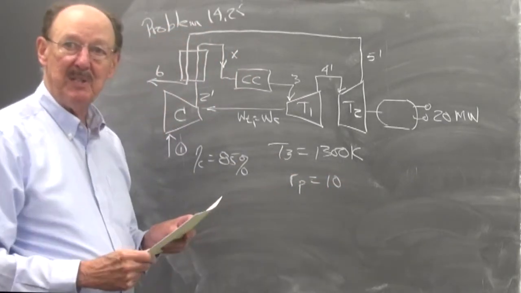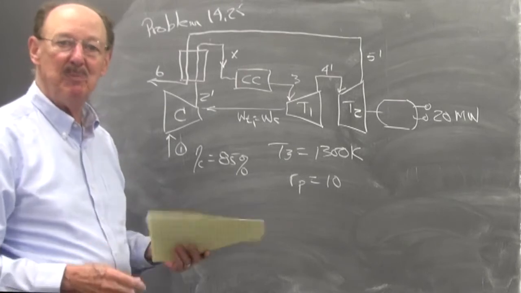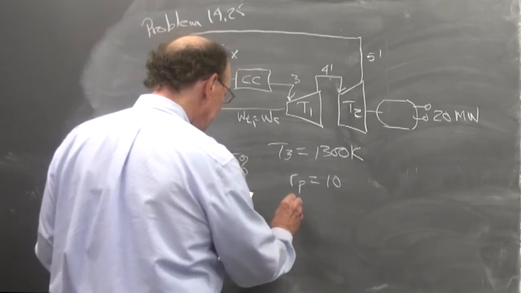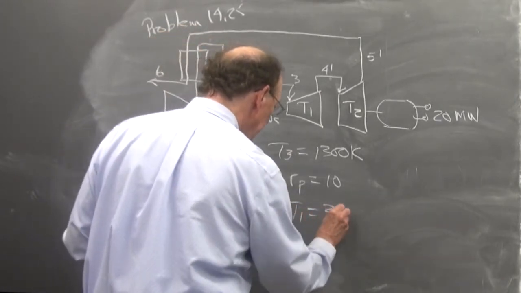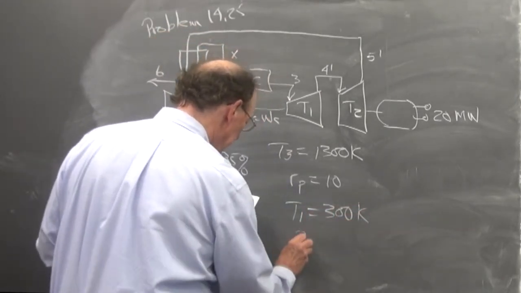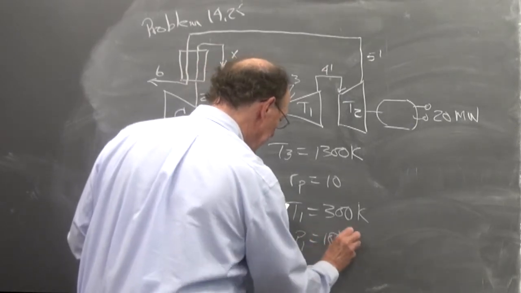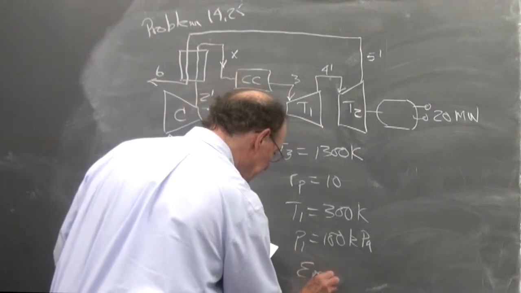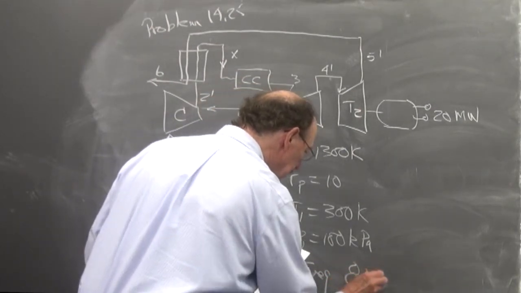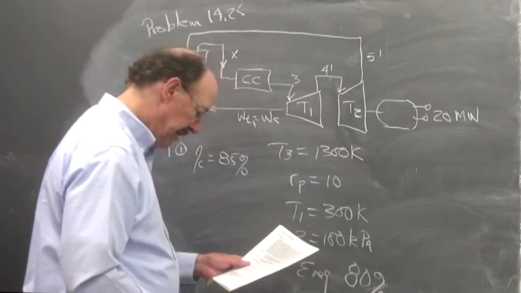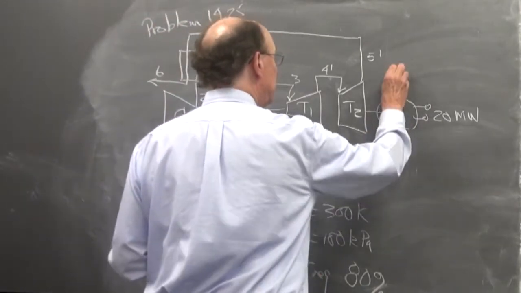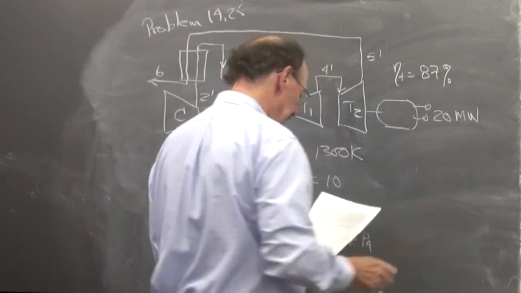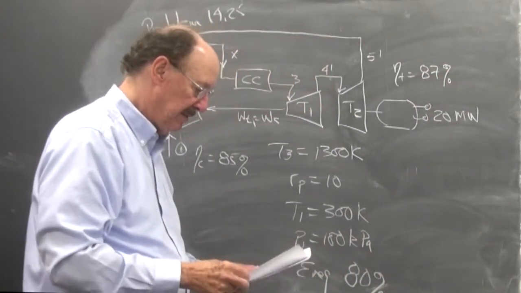We often picked R sub P as 10 because it's a nice number, just like P0 is 100 instead of 101.3. It's an easier number to work with. P1 is 100. There it is again, P1. And the regenerator effectiveness is 80%, which is on the high side, and eta sub T is 87%. So we have all this stuff.